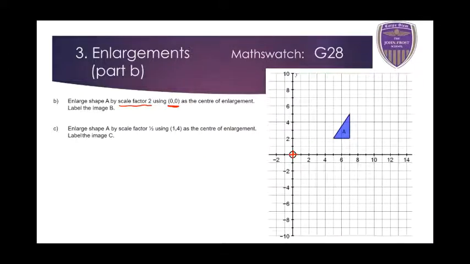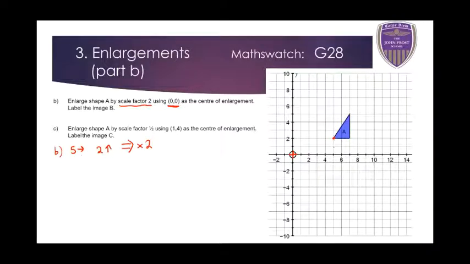Okay. So first things first, for B here, we need to look at how far it is to get from 0, 0 to this bottom left corner of the triangle. Okay. So if you count across, you go 1, 2, 3, 4, 5. So it's 5 to the right and 1, 2 up. Okay. So if we do a scale factor of 2, we need to multiply these instructions by 2.